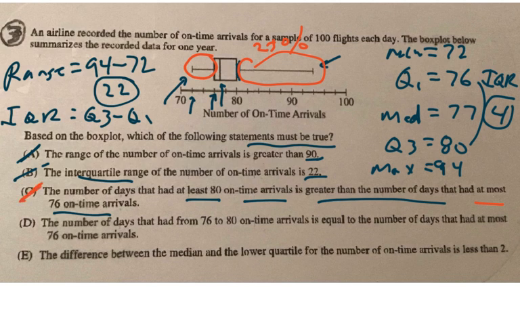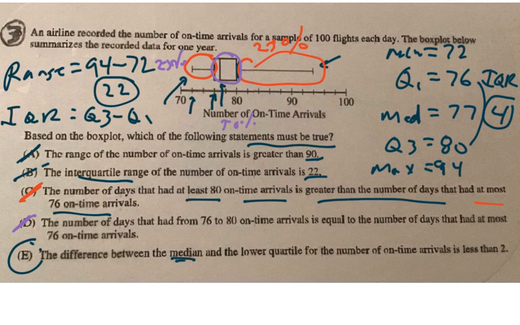The number of days from 76 to 80, guys, follow the purple here, is my interquartile range, which is going to be 50% of my data. Could that equal the number of days at most 76? Can 50% be equal to 25%? I don't think so. So it looks like by default, guys, it's got to be E.